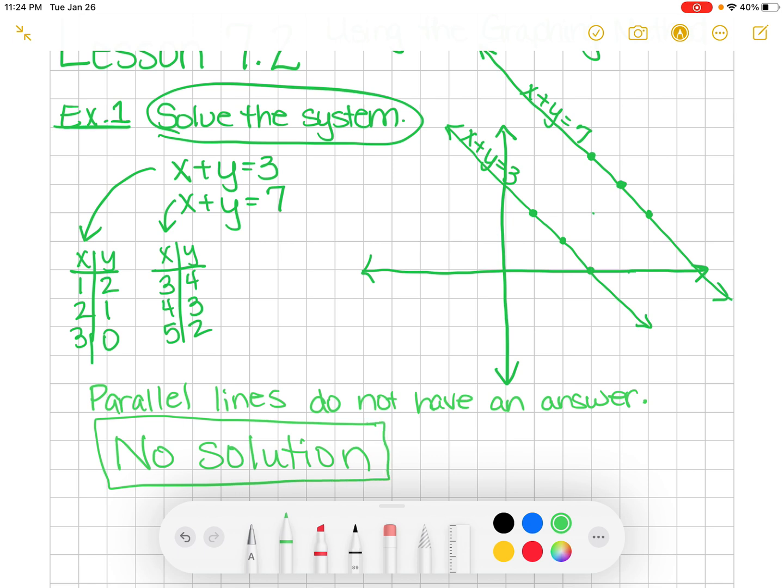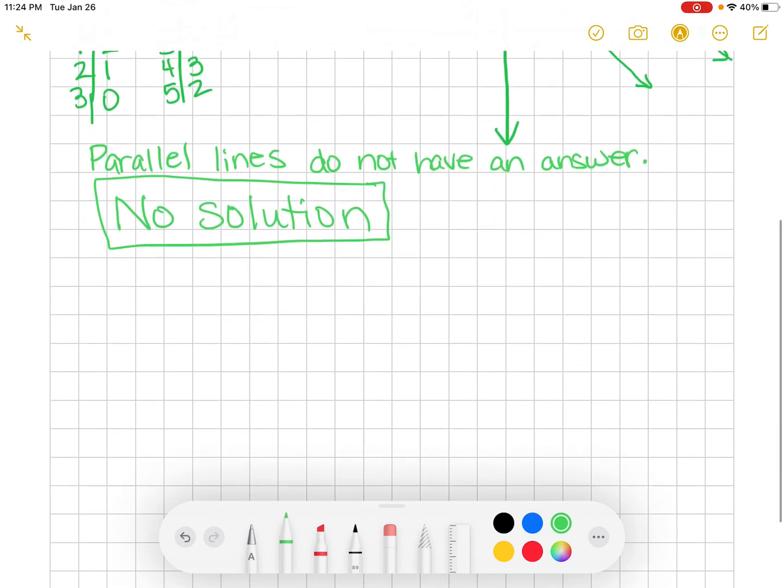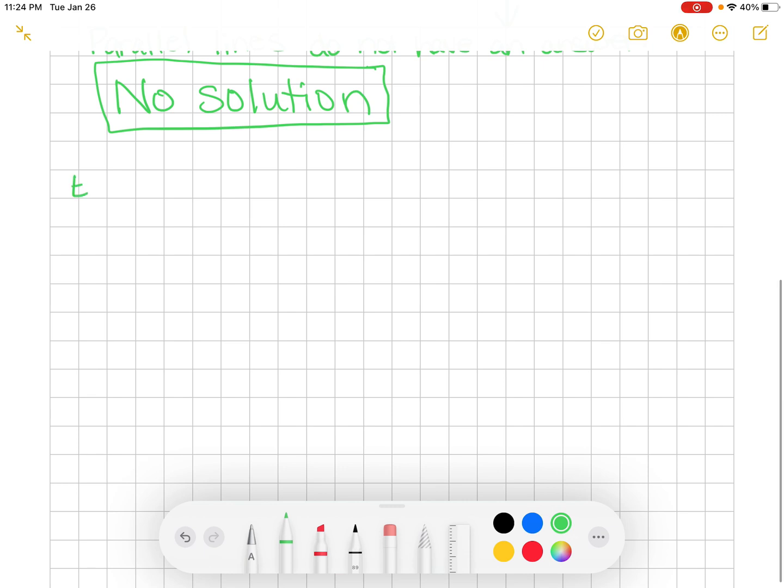So if you get parallel lines as your answer, your answer is actually no solution because they don't ever cross. Okay, let's do a different example. Example 2. Okay, this one I want you to do on your own because it doesn't really have a funny thing like the first one did.